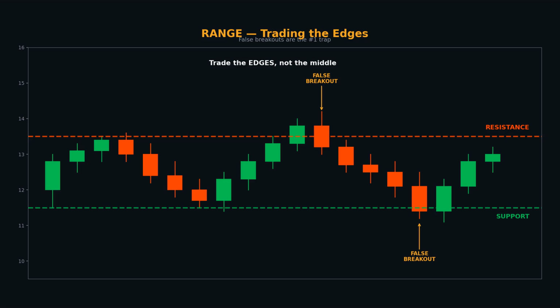And third, and this is the most important, be ready for the breakout. Every range eventually ends. Price eventually breaks out of the box, either up or down. And when it does, the move can be explosive. The longer the range lasted, the bigger the breakout tends to be.